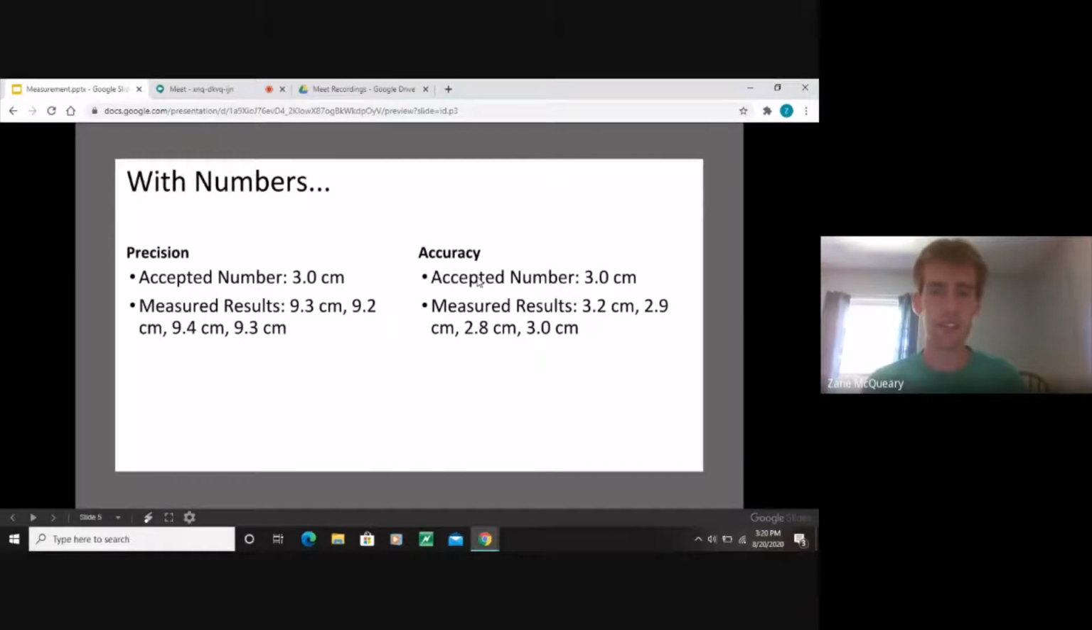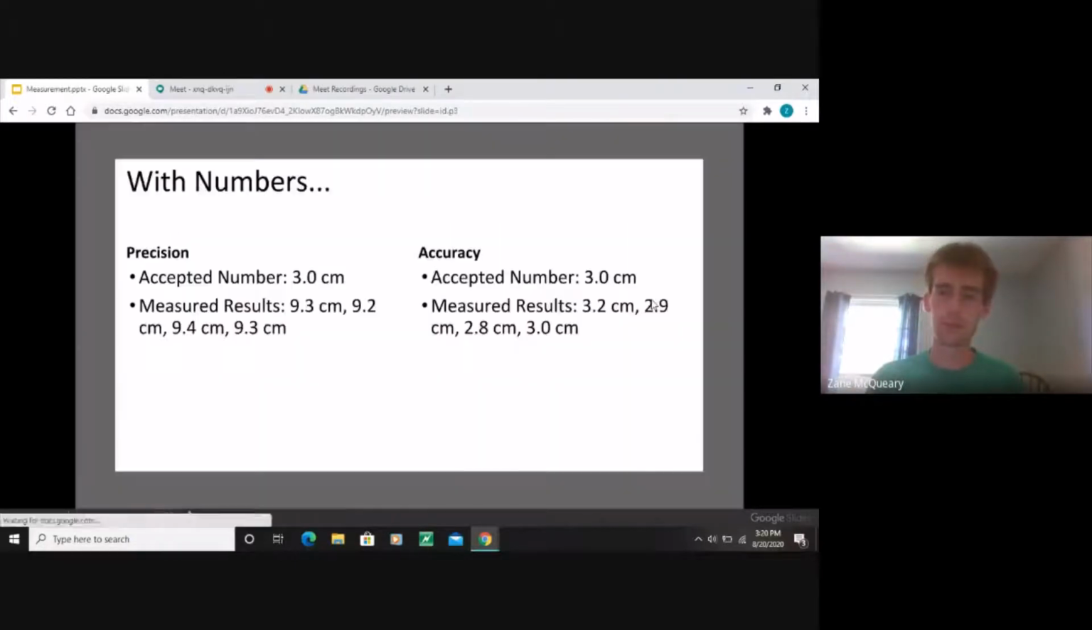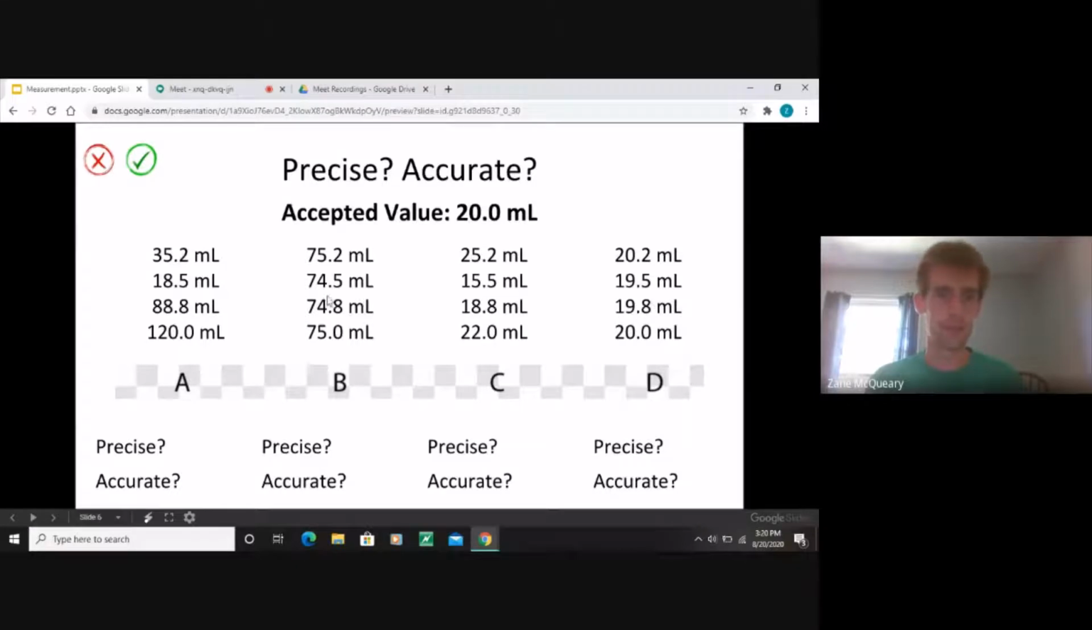On this right side over here, accuracy, we have 3, 3.2, 2.9, 2.8, 3.0. Those are both accurate and precise. That's like D over here. They're all pretty close together, and they're all close to what we're trying to get, the right value. Let's do a few more examples. These numbers over here are pretty spread out, and if we're comparing them to 20, there's a lot of them that are really far away from 20. So they're not precise, and they're not real accurate either.